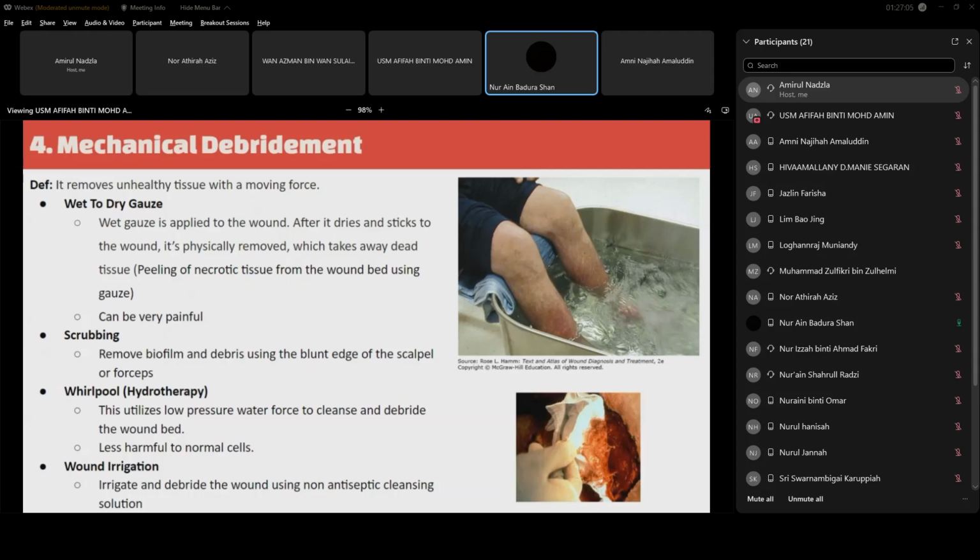Next is scrubbing, where we remove the biofilm and debris using the blunt edge of the scalpel or forceps. Next is whirlpool or hydrotherapy. This one we use a low water pressure force to cleanse and debride the wound, like in the picture. And this one is less harmful to normal cells. And lastly is wound irrigation, where we irrigate and debride the wound using a non-antiseptic cleansing solution like normal saline or water for irrigation.